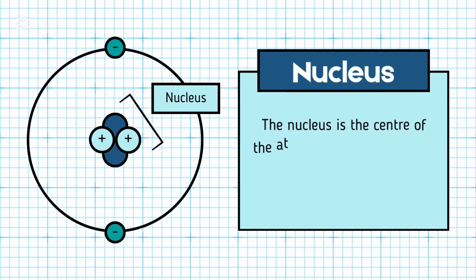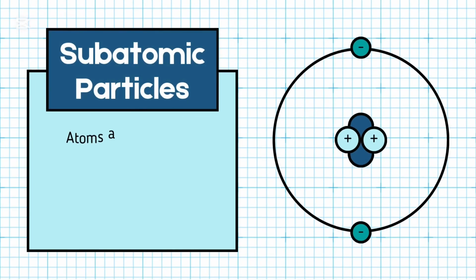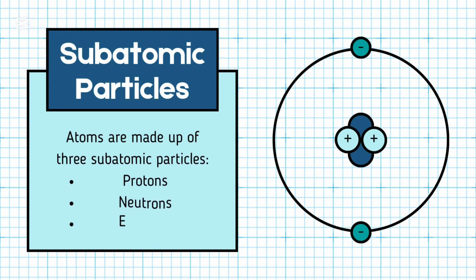Nucleus. The nucleus is the center of the atom. It is where all of the mass of the atom is contained. Subatomic particles. Atoms are made up of three subatomic particles: protons, neutrons, electrons.